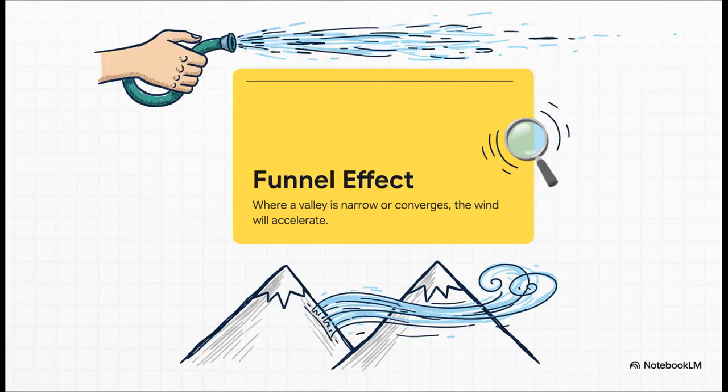And our final special case is the funnel wind. This one's easy. Think about what happens when you put your thumb over the end of a garden hose. The water speeds up, right? The exact same thing applies to air. When the wind is forced to squeeze through a narrow mountain pass or a valley, it has to accelerate. This is called the Venturi effect, and it can create some dangerously high wind speeds in very specific localized areas.